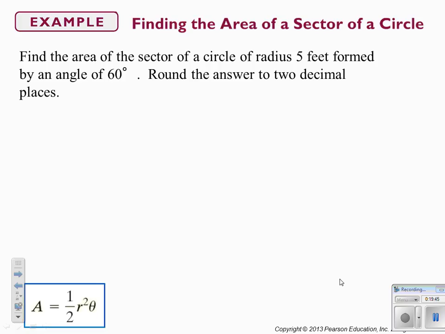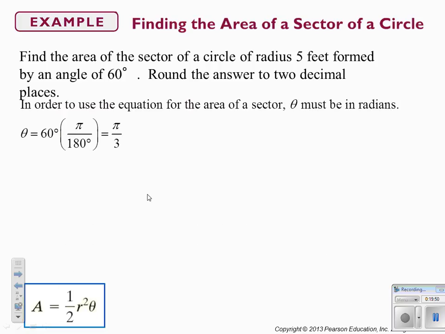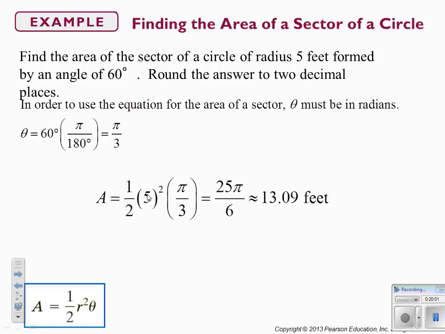So let's see how to use that formula. Find the area of a sector of a circle of radius 5 feet formed by an angle of 60 degrees. So we need that 60 degrees in radians in order to use the formula. So we go 60 times pi over 180, which is pi over 3. Then we plug it into the formula: 1/2 radius squared, 5 squared, times radians is 25 pi over 6. We get the approximation because it's asking us to, to 2 decimal places, it's about 13.09 square feet.